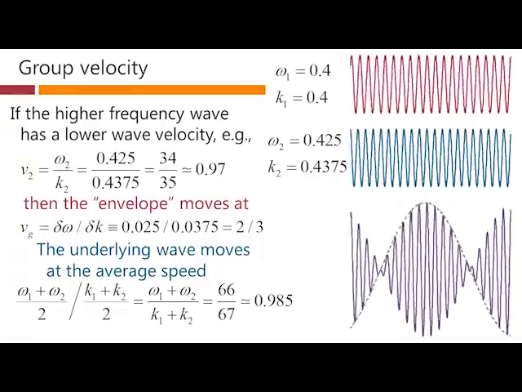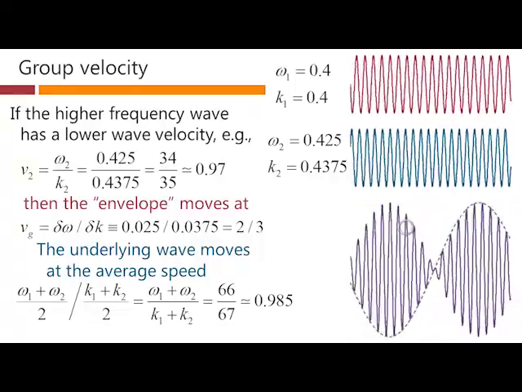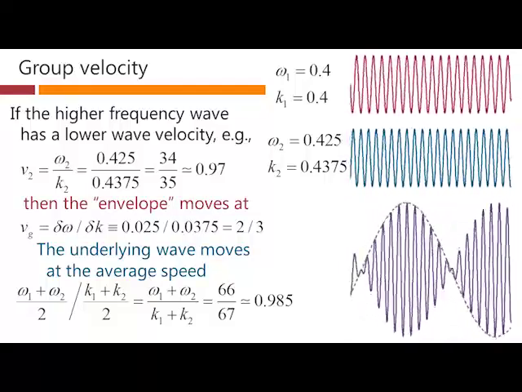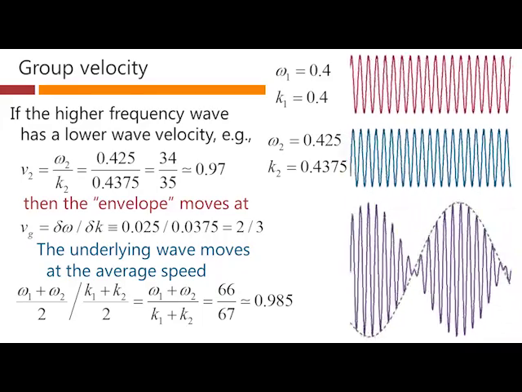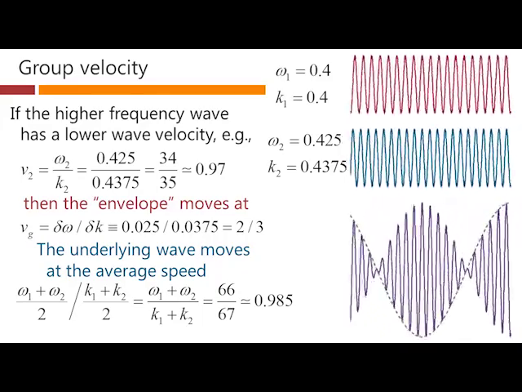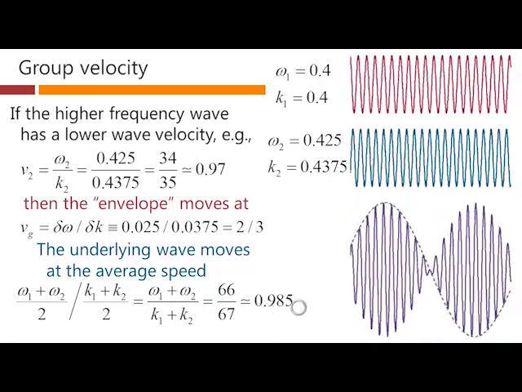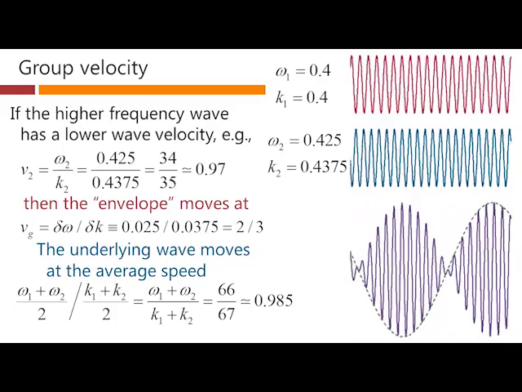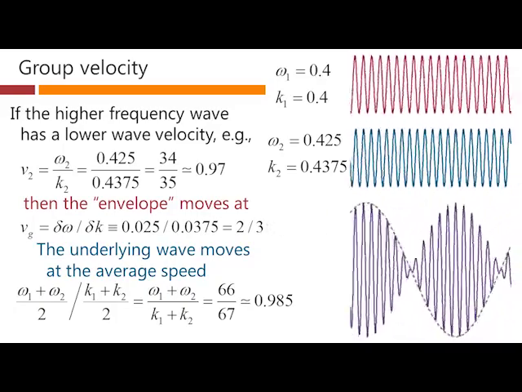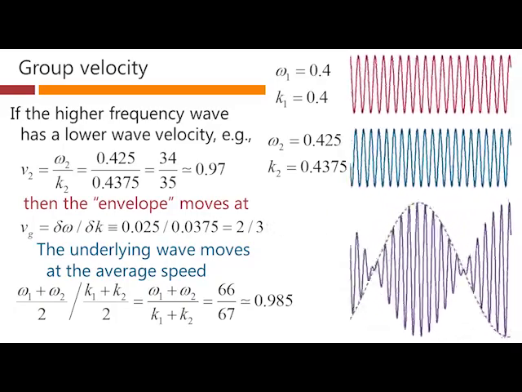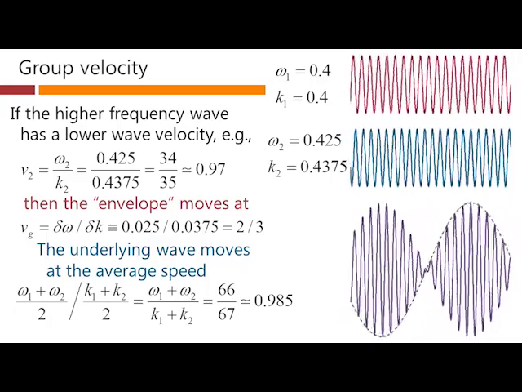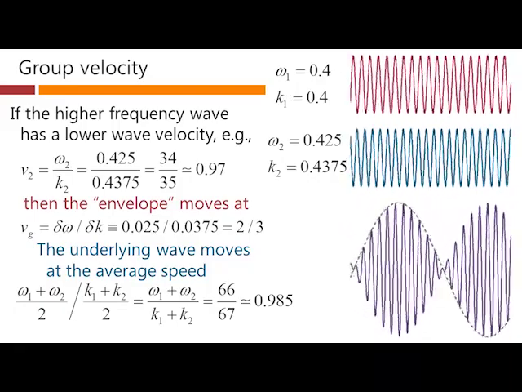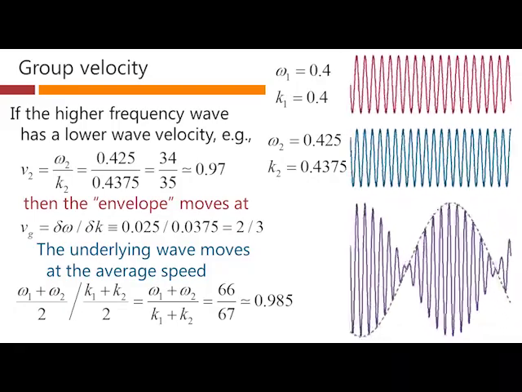So now we see that the purple wave is actually moving through the envelope. The purple wave is moving faster than the envelope, and that's what we expect here. The purple wave is moving at a velocity of 0.985. The envelope is moving at a velocity of 2/3, so about 0.667 to 3 figures. And this is the difference between the group velocity and the velocity of the underlying purple wave here.